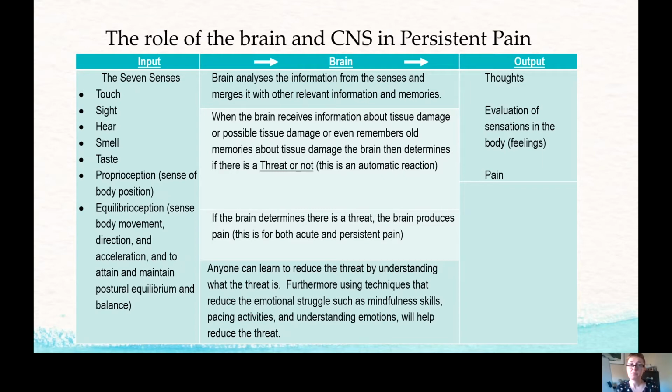So we can learn to reduce the threat by understanding what the threat is. And this is a role where psychologists can come in and help people with some of these techniques that might help reduce that extra emotional struggle we put in, learning things such as mindfulness, pacing, and even understanding our emotions can be really helpful. So we've got the input coming in, our brain analyzes it, and then it produces an output of pain. And this is the same with our thoughts and our feelings as well.